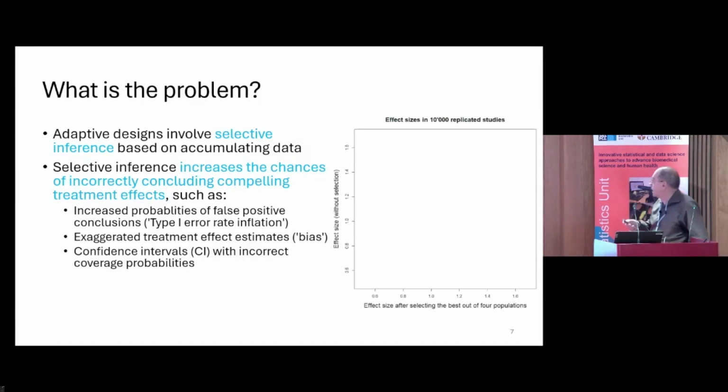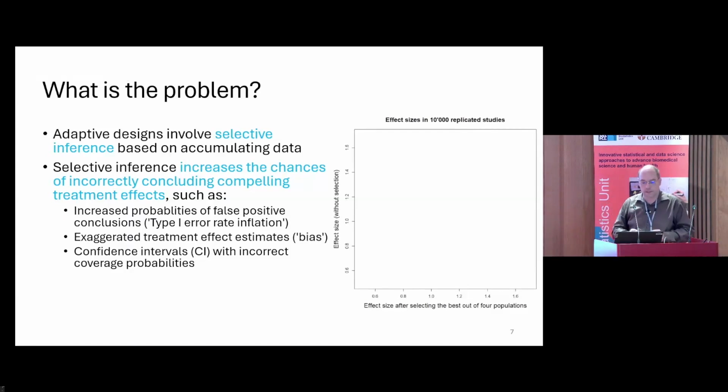So what I did, I simulated 10,000 replicated pairs of studies. In the one study, in each pair, I would just compare drug versus standard of care or placebo in one population, no selection taking place. And I would then plot the effect size on the y-axis, that is the vertical axis.